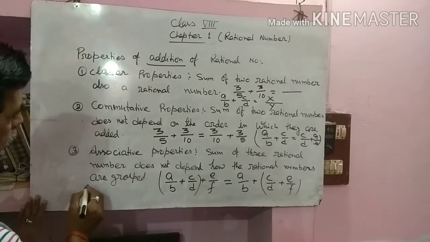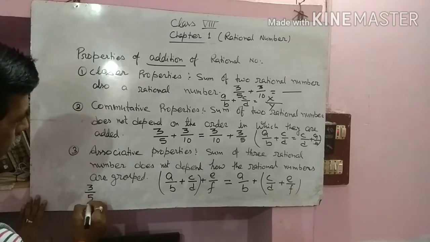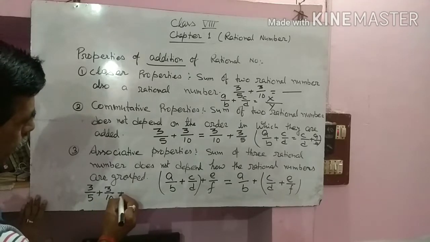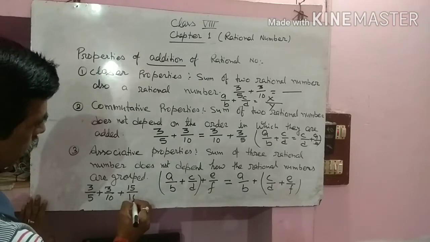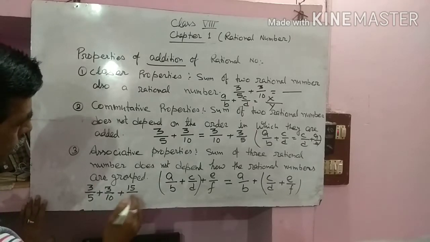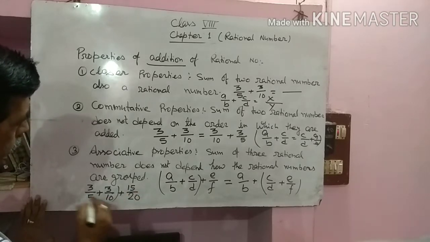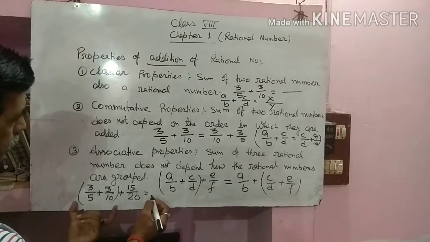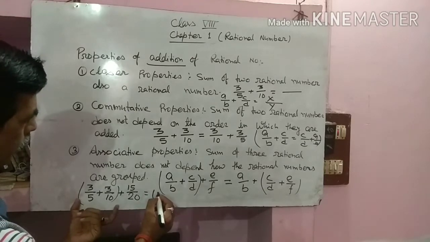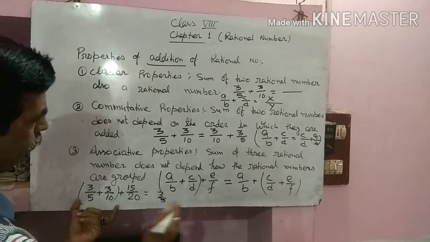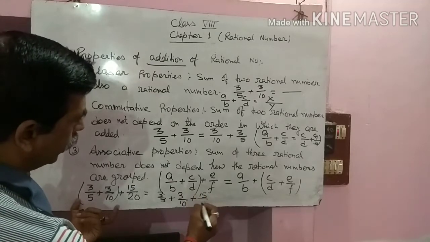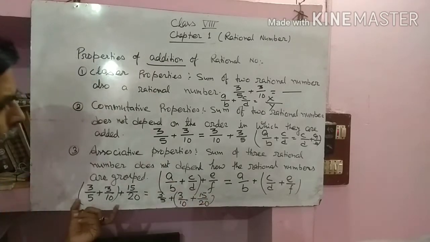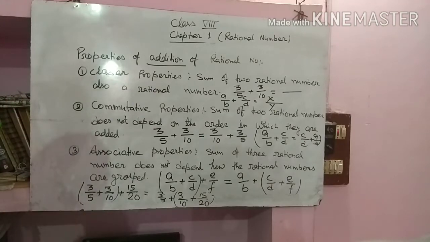or if you want to write it in the form of rational numbers, suppose the numbers are 3 by 5 plus 3 by 10 plus 15 by 20. So it does not depend on how the numbers are grouped. Suppose one grouping is like this, and another grouping is 3 by 5 plus 3 by 10 plus 15 by 20. You can group any way. Okay, so pause the screen and write this one.